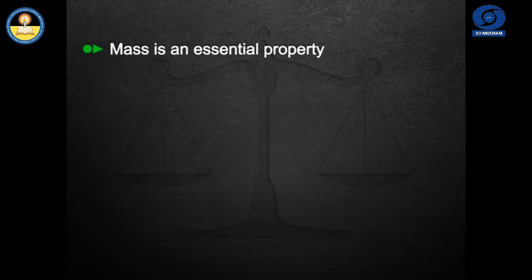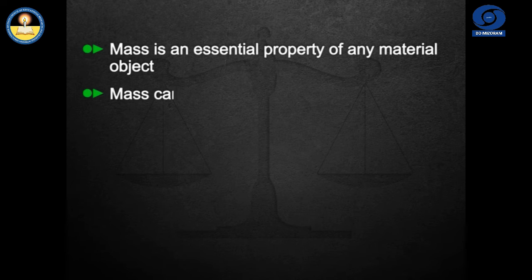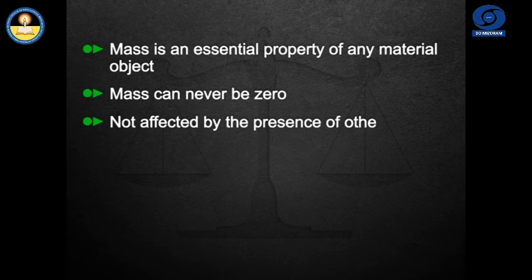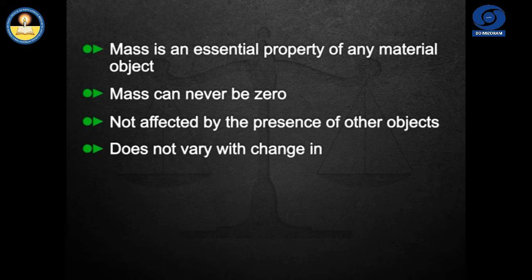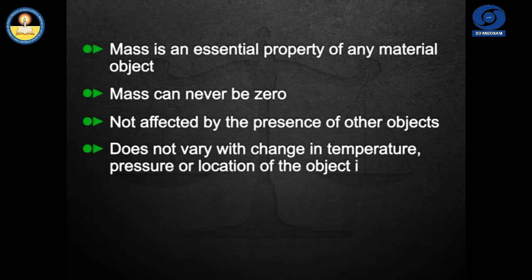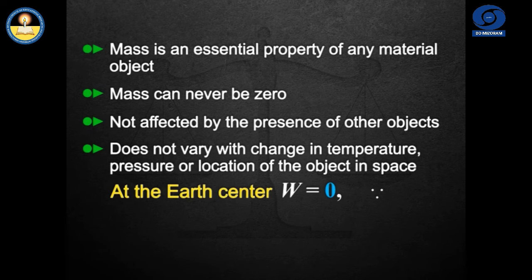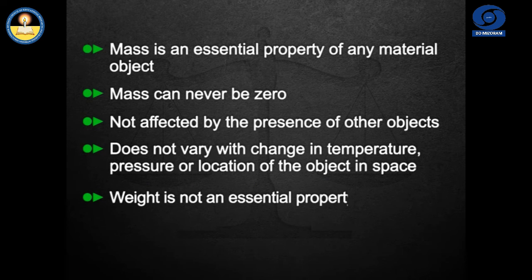Mass is an essential property of any material object, and therefore, for a material object, mass can never be zero. It is not affected by the presence of other objects. An object has the same mass wherever it is. It does not vary with the change in temperature, pressure, or location of the object in space. Whereas, the weight of an object becomes zero at the center of the Earth, which also suggests that weight is not an essential property of the object.